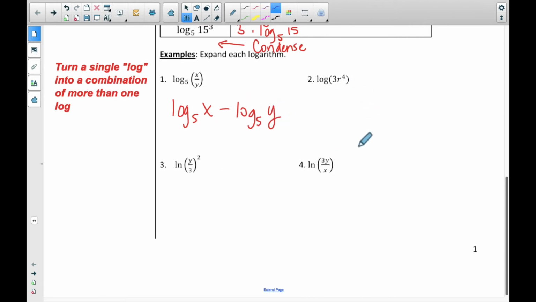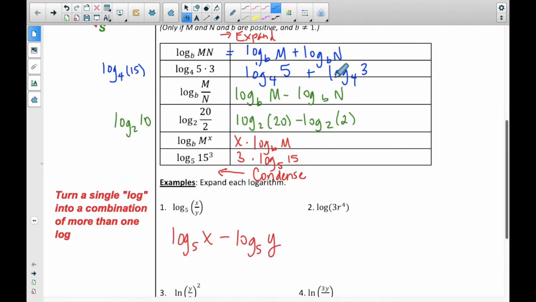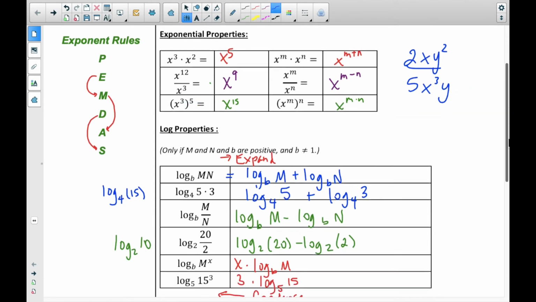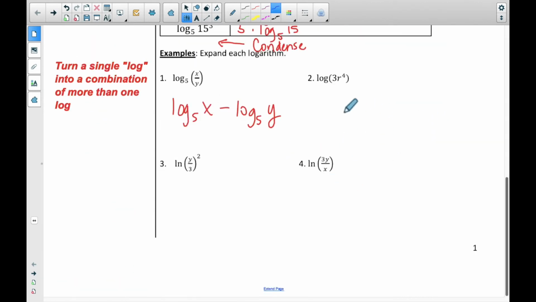These next three all have more than one thing going on at the same time, and that's the deal. These just had one thing going on, and even these just had one thing going on. But we've taken tests before in this class where you might have 2xy squared over 5x to the 3rd y, and you have to do all of that together. So we know the basic rules, but then we have to put them together. That's what's going on with these three examples.